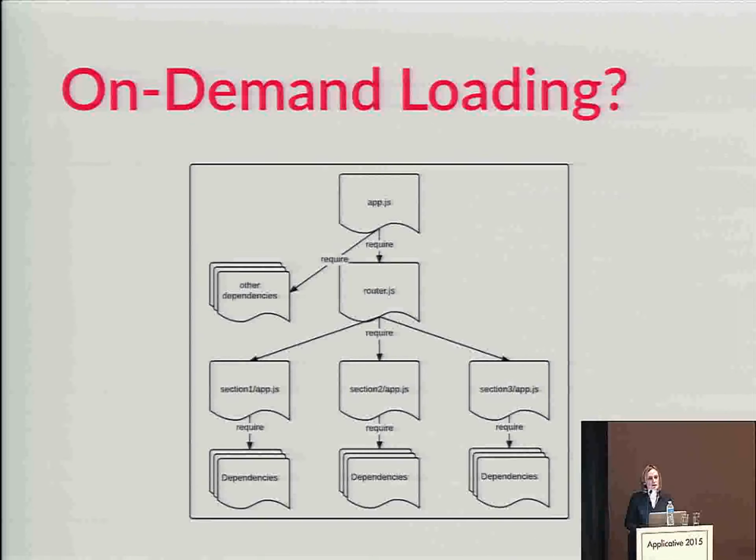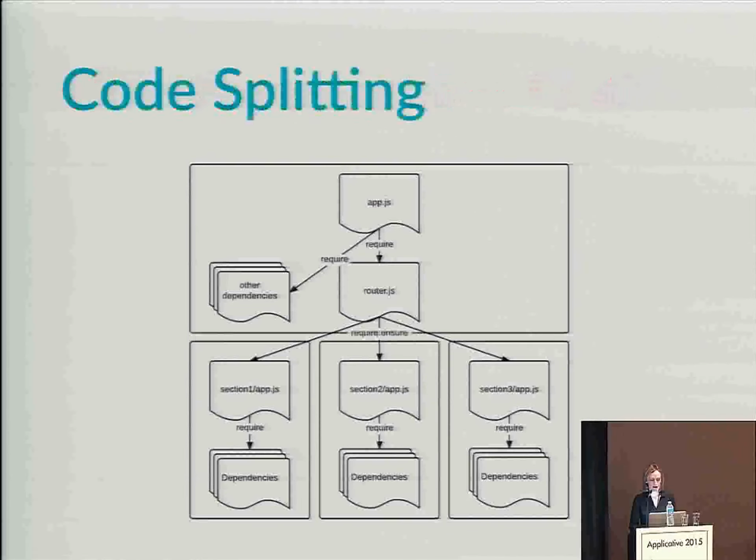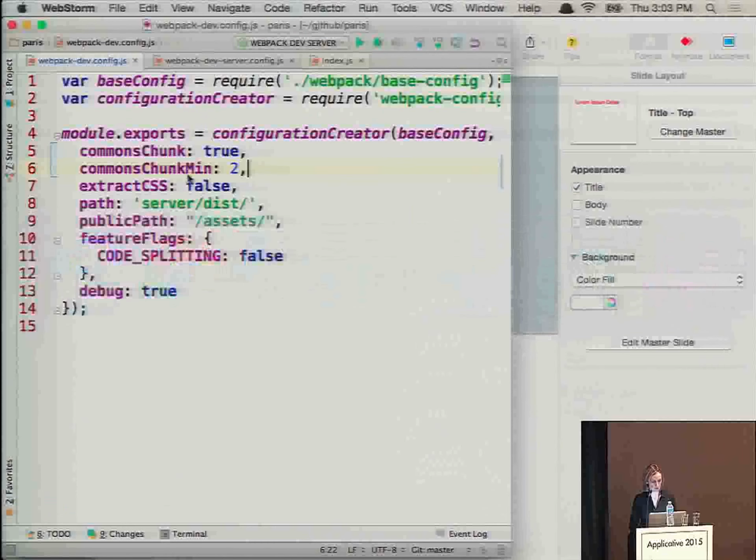Now on-demand loading, what's the problem with on-demand loading? If you are tracing down your dependencies, your main app is going to require your router, which is going to require the code that initializes your different sections, and then they're going to require their own code. Because of that, everything is going to be inside the same bundle because you are tracing down your dependencies. So you need to find a way to add a split point for the section, and Webpack has this new function called require ensure, and what it is doing is adding a split point. So let's have a look in the code directly.